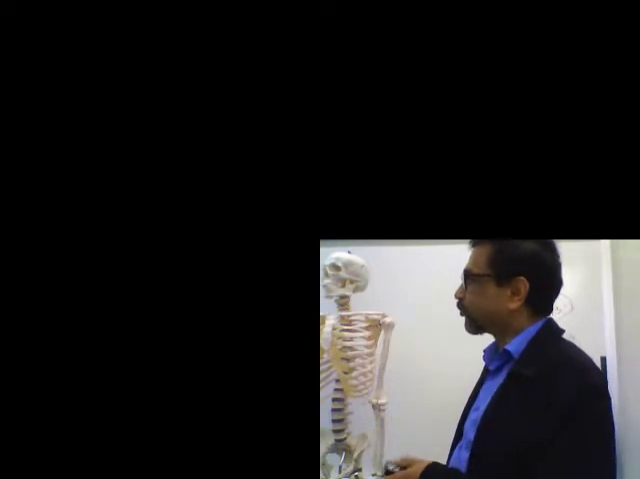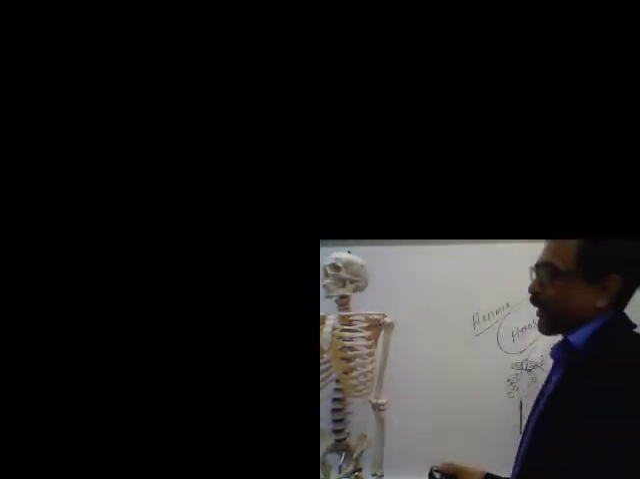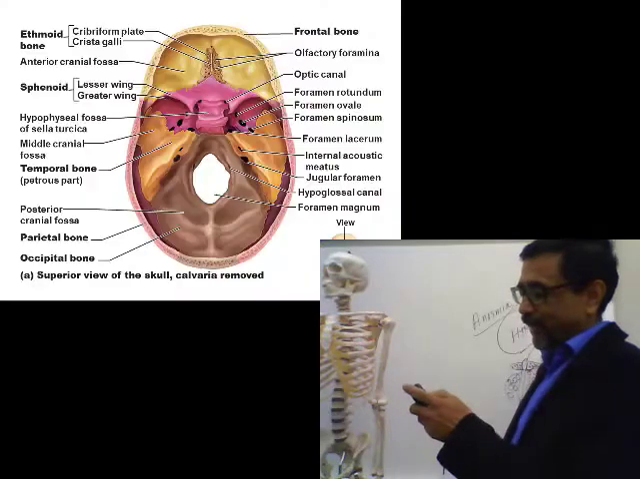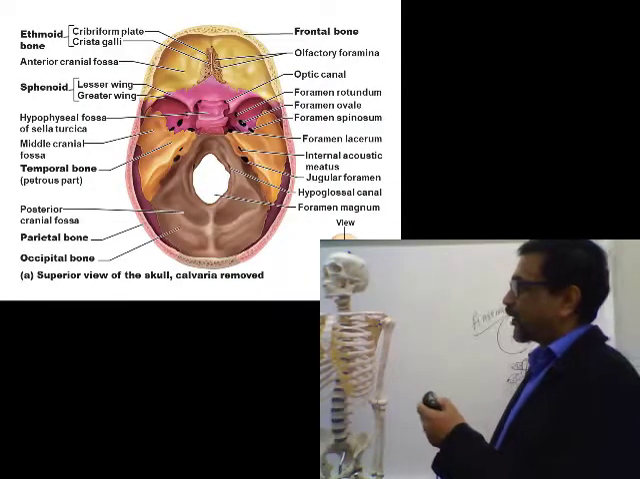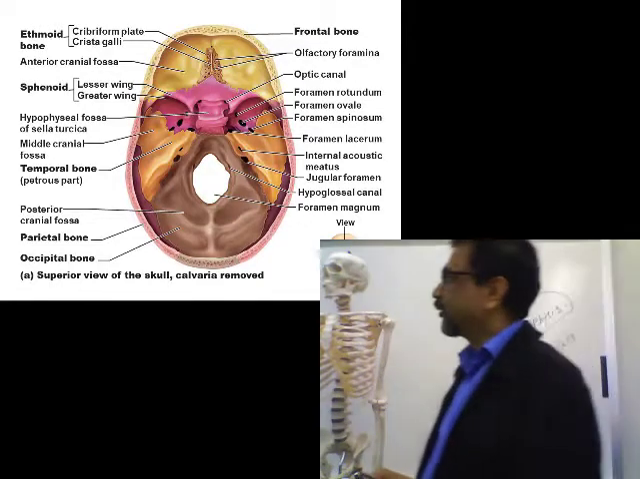That can happen. Anyway, in the back you see the occipital bone and foramen magnum. Foramen magnum is in the occipital bone. Spinal cord gets out from the brain through that. Okay.